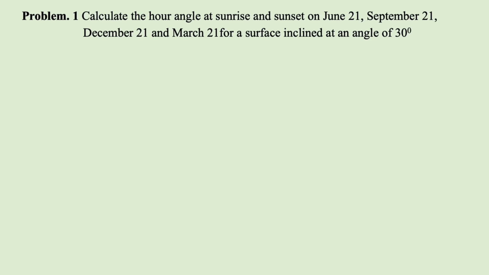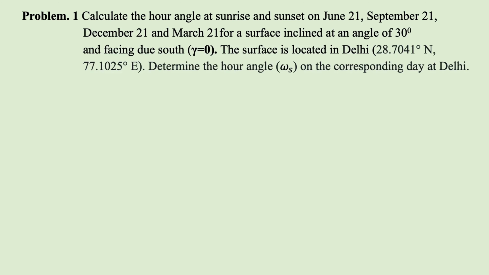Now we'll take a numerical problem on it and we'll see how to calculate the R angle for different days of the year. The problem is: calculate the R angle at sunrise and sunset on June 21, September 21, December 21 and March 21 for a surface inclined at an angle of 30 degrees and facing due south. Means in this particular case gamma is 0 and beta is 30 degrees. The surface is located in Delhi and the coordinates of Delhi are given.